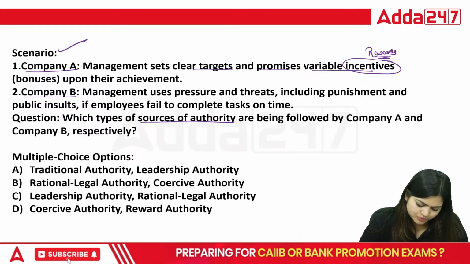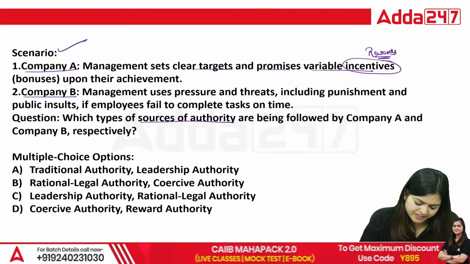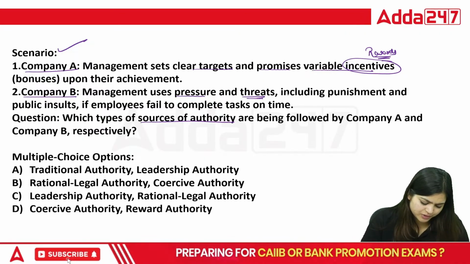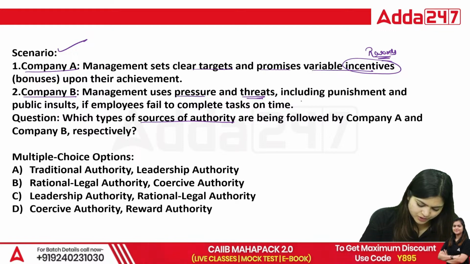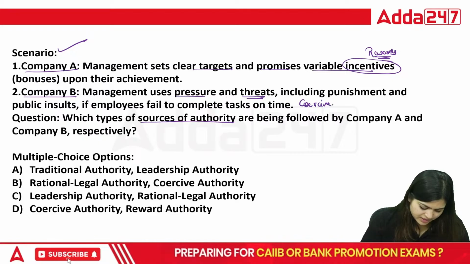Company B management uses pressure and threats, including punishment and public insults, if employees fail to complete tasks on time. So this is pressure and threats. Because of fear, employees will follow them. So this one is coercive in nature.